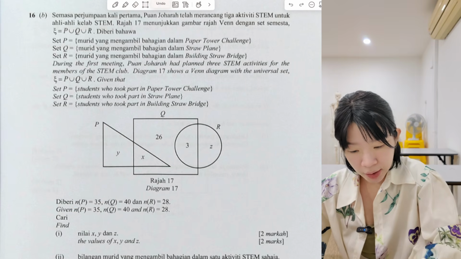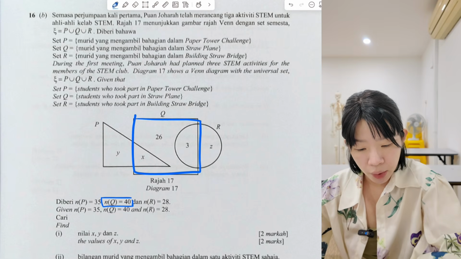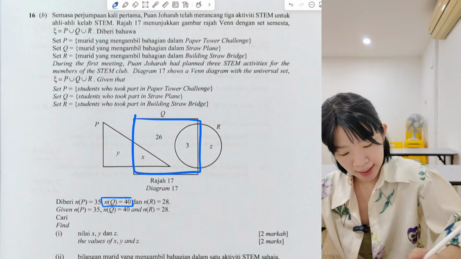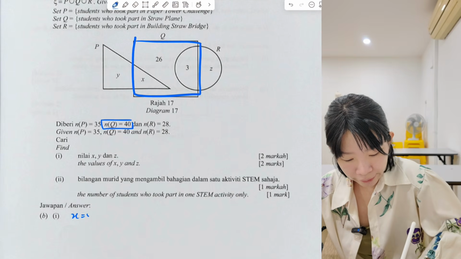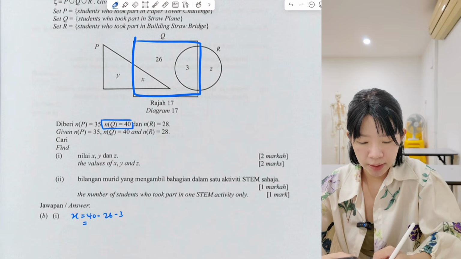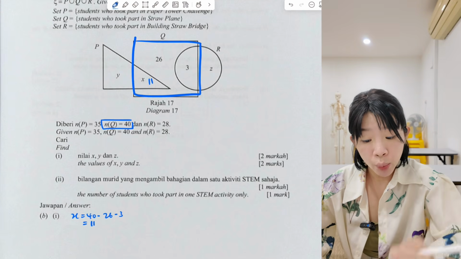Okay, so we move on. So they say Q is 40. Okay, Q is a rectangle. So we have 23, we have 3, so now we can find X, correct? So X equal 40 minus 26 minus 3, 40 minus 26 minus 3, which is 11. Okay, we got X 11. Okay, so now we can find Y.